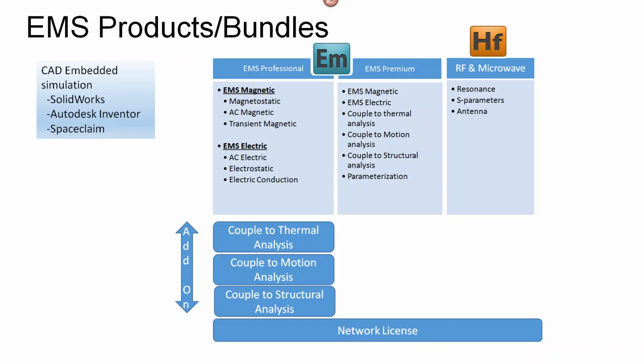As far as the EMS bundles are concerned, we have EMS Professional and EMS Premium. EMS Professional is in turn subdivided into EMS Magnetic and EMS Electric modules. In addition to this, we have several add-on products such as coupling to thermal analysis, coupling to motion, structural, etc. The EMS Premium package is everything, which includes EMS Magnetic, Electric, all the coupling analysis, and also a feature called parameterization, which allows you to see how the results vary as per the geometry parameters. That's EMS Premium.